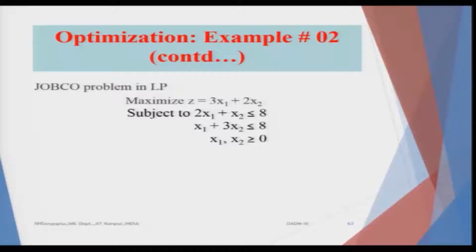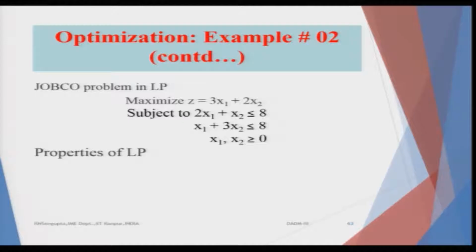So, here the company's linear programming problem is maximize 3x1 plus 2x2 subject to the constraints. The constraints are technically 2, but added to that you have the third one, which means all the decision variables should be greater than or equal to 0. It can be 0 also, but it has to be greater than or equal to 0. The first machine constraint is 2x1 plus x2 is less than or equal to 8, and the second one is x1 plus 3x2 is less than or equal to 8, and x1 and x2 are greater than or equal to 0.